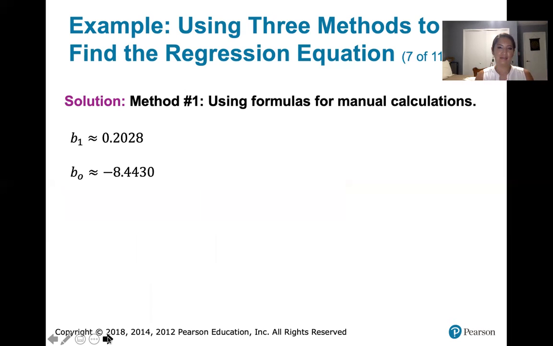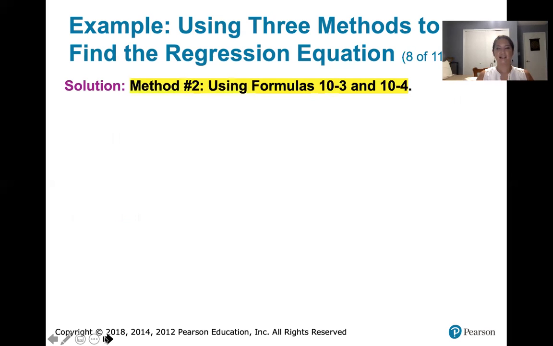Okay. So once we find B sub 0 and B sub 1, we just substitute those into our formula. Y hat is equal to B sub 0 plus B sub 1 times x. And that gives us y hat is equal to negative 8.4430 plus this 0.2028 times x. So that's our first method. Our second method is to use formulas 10.3 and 10.4.